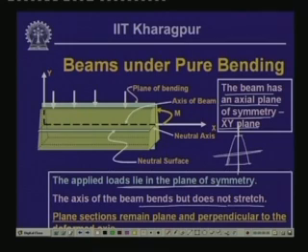The most important assumption is that plane sections remain plane and perpendicular to the deformed axis of the beam. That means, when the beam is subjected to loads, the axis of the beam undergoes bending, it does not stretch, and any cross section we take at any location of the beam remains plane, it does not deform, and it becomes perpendicular to the deformed axis. This is the main assumption while deriving the flexural equation.